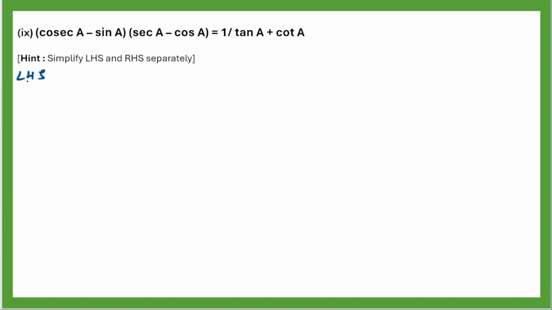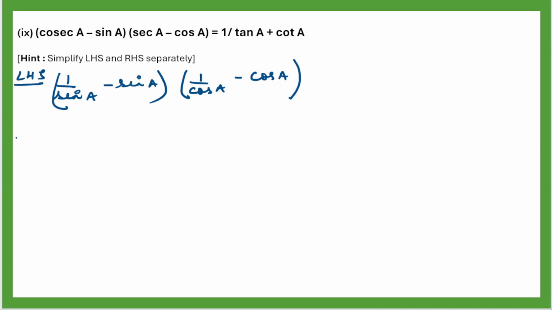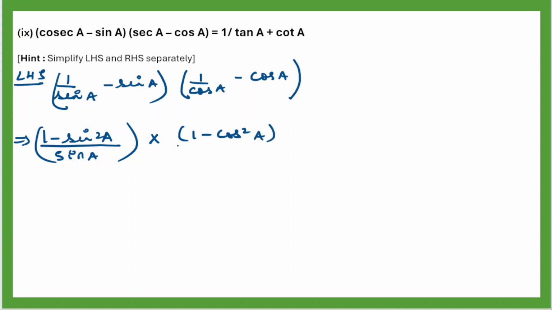So first take your left hand side, and what we are going to do, in place of cosec A, we can write it as 1 by sin A minus sin A. And in place of sec A, we can write it as 1 by cos A minus cos A. Now taking the LCM, you can solve it as 1 minus sin square A divided by sin A into 1 minus cos square A divided by cos A. We can write 1 minus sin square A as cos square A, because we know that sin square A plus cos square A equals 1.